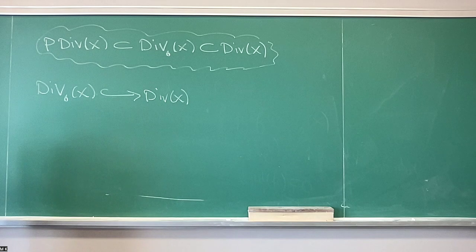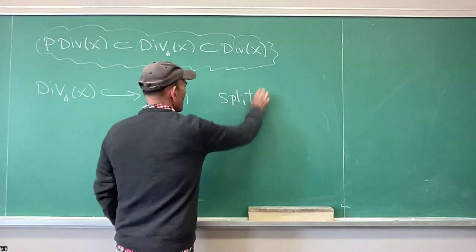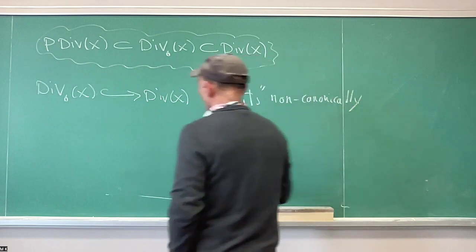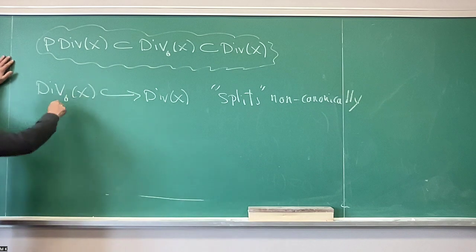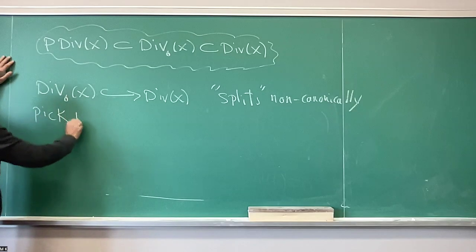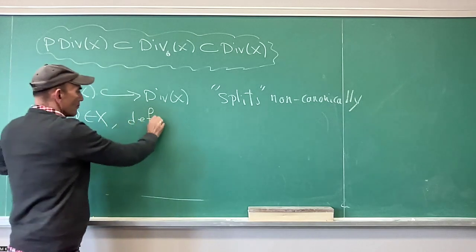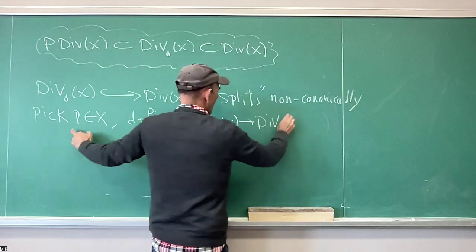Okay? Splitting is not the right word, maybe, because this one is bigger than that. So I define a map here, right? Let me tell you. It splits non-canonically. In other words, what I'm trying to say is the following. Let's define a function. Pick Q belonging to X. That's the non-canonical part. You pick a point on X, right? And define this S from div X to div 0 X.